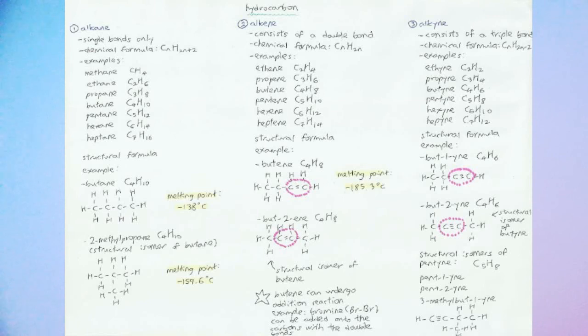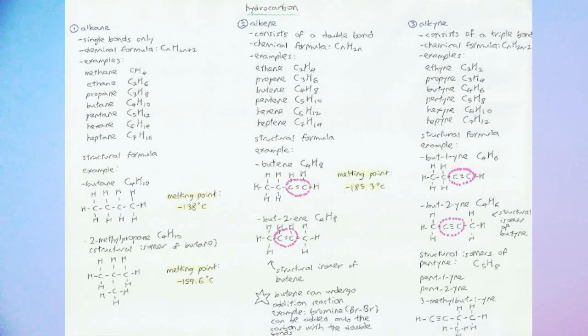C6H14, heptane C7H16. So you can see that for alkane, all of these examples are part of the same homologous series. What is a homologous series? It means that they have very similar chemical properties, and there is a trend to their physical properties as well. But what you can also observe is that the number of carbon actually increased by 1.